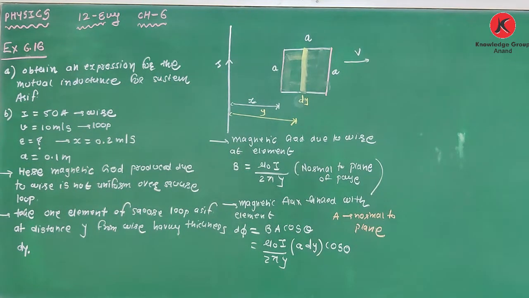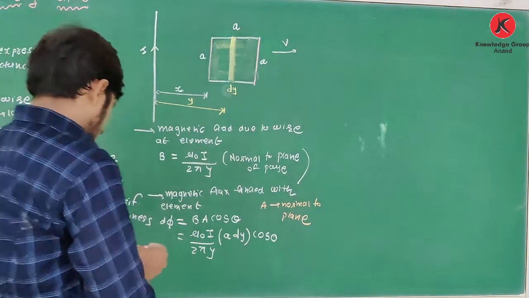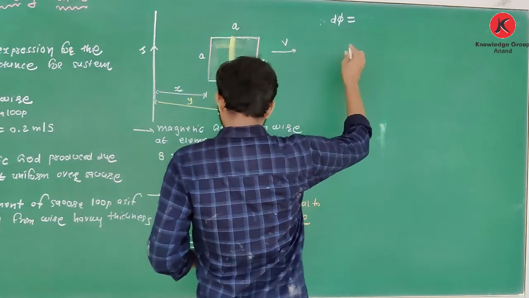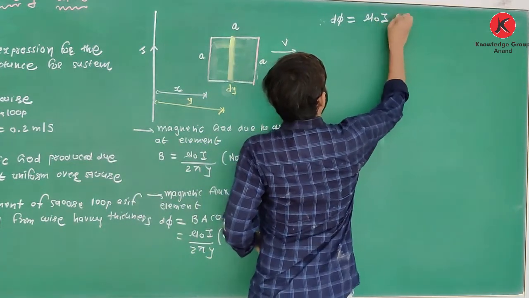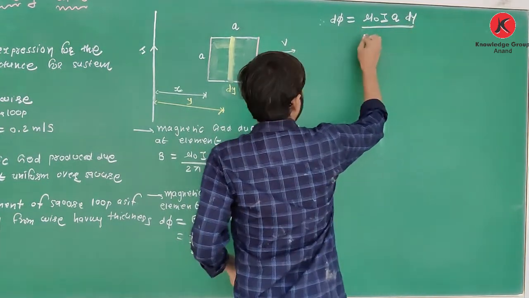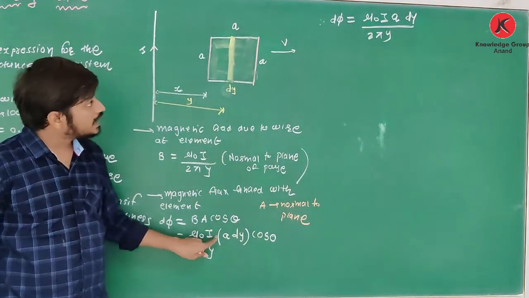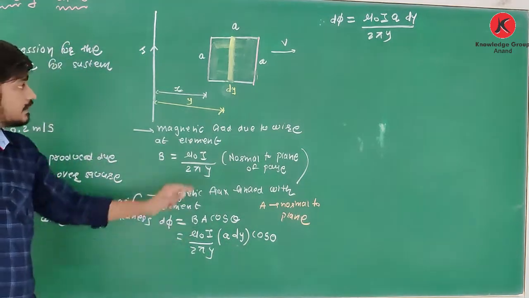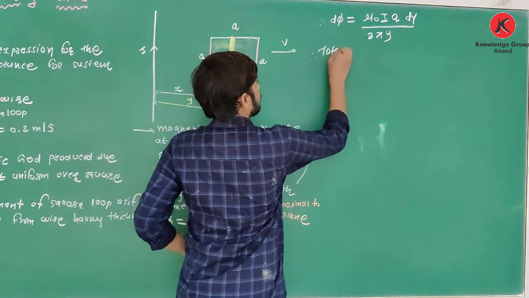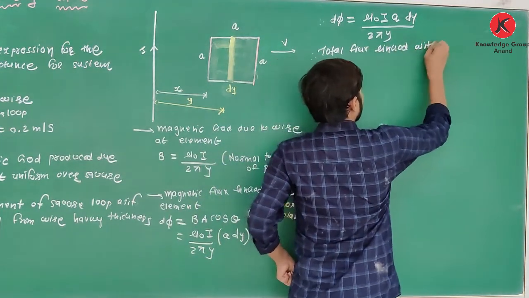Now see how to simplify this. Therefore d phi is equal to mu 0 I A dy upon 2 pi y. This is the flux linked with this element. We have to find the flux linked with the square loop. So therefore, the total flux linked with the square loop.